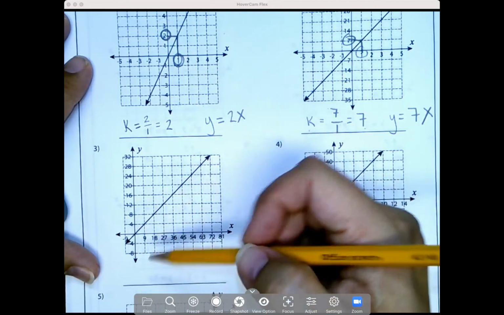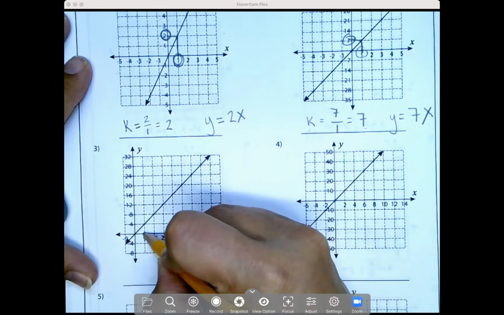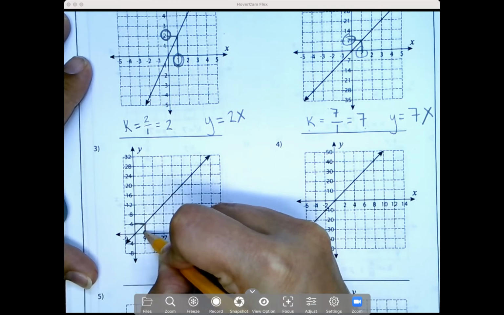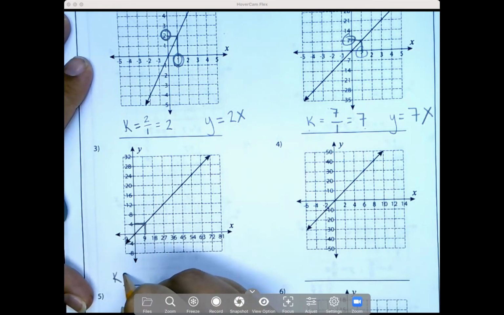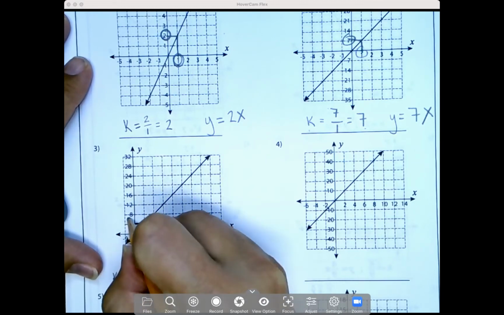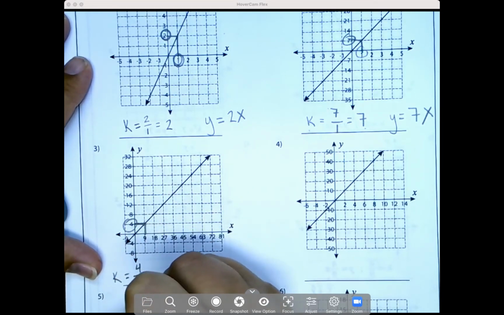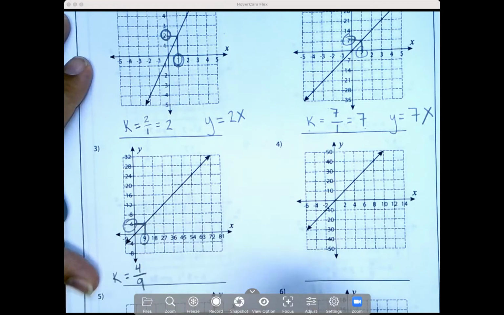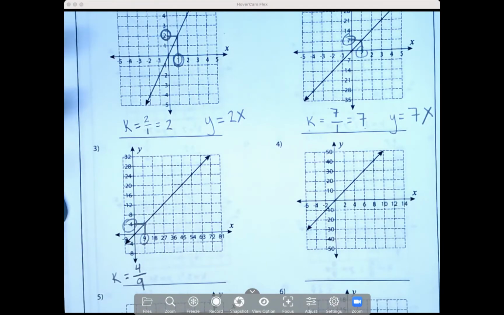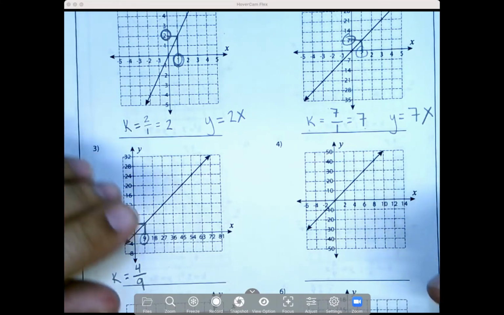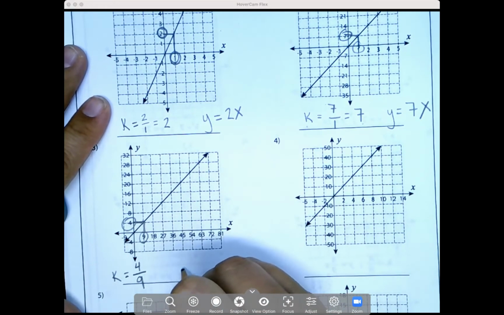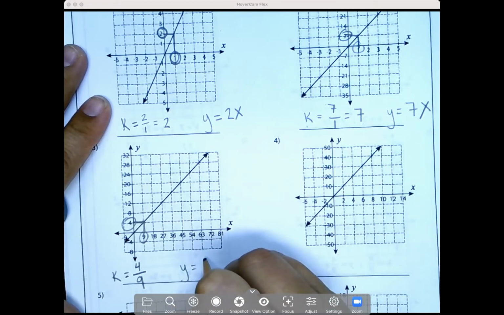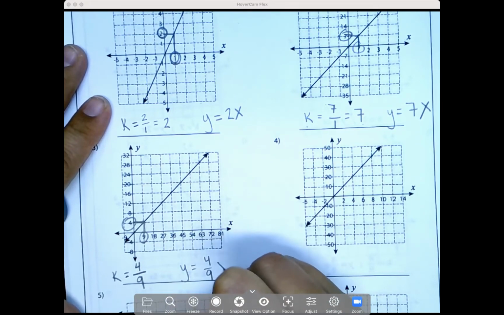When I do my math, I'm going to use these points right here because they're a nice, neat intersection. I would say my constant of proportionality is my y value, 4, divided by my x value, 9. Well, 4 divided by 9 doesn't reduce, so it is what it is. It happens to be a fraction. It's fine. We'll move on. So the equation is y equals 4 ninths x.